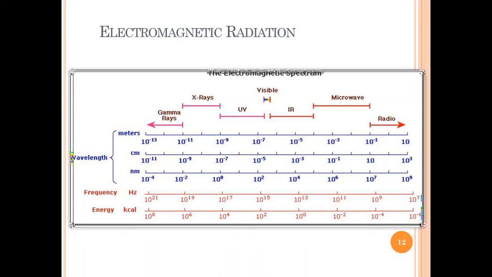Electromagnetic spectrum. Spectrum is the arrangement of either wavelengths or frequencies, either in their increasing order or decreasing order. So the electromagnetic spectrum is the regular arrangement of electromagnetic radiation in increasing order of wavelength and decreasing order of frequency. It starts with gamma rays, X-rays, ultraviolet, visible, infrared, microwave and radio waves.